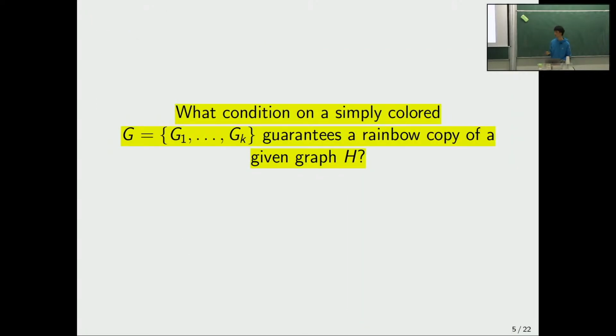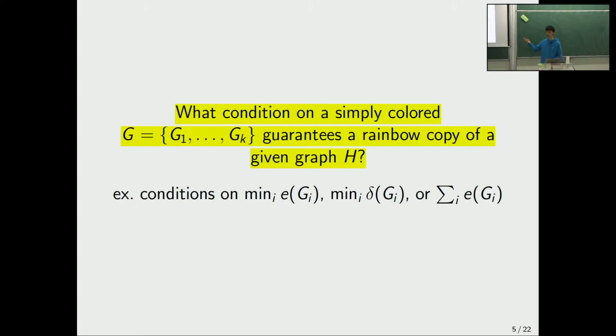So here is our main question: what condition on a simply colored graph can guarantee the rainbow copy of a given graph? You can consider several types of conditions. For example, we collect the number of edges of each colored graph and take its minimum, or we collect the minimum degree of each colored graph and take its minimum, or we can just sum up the number of edges so that we count the total number of edges of G. Of course, we give a condition that they are greater than or equal to some number, then we have some rainbow copy of a given graph. And I'll give some examples corresponding to each condition.